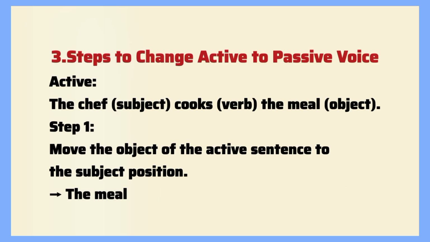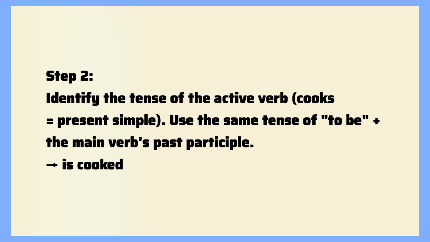3. Steps to change active to passive voice. Active: the chef (subject) cooks (verb) the meal (object). Step 1. Move the object of the active sentence to the subject position. The meal. Step 2. Identify the tense of the active verb. Cooks equals present simple. Use the same tense of "to be" plus the main verb's past participle.